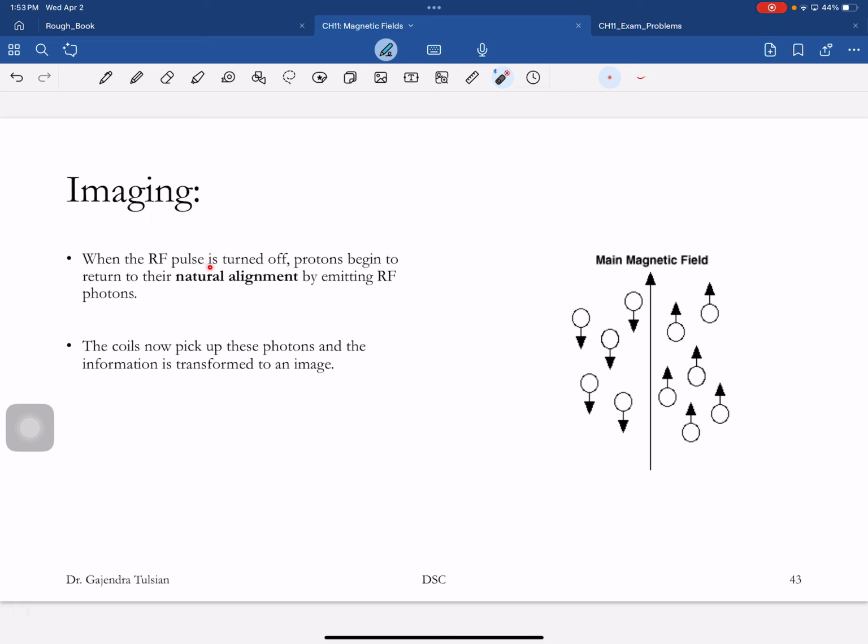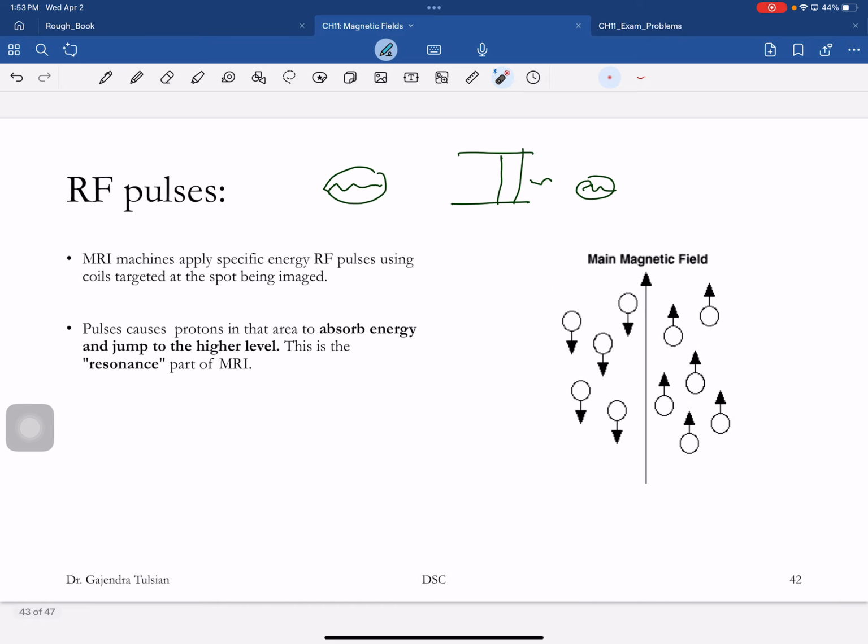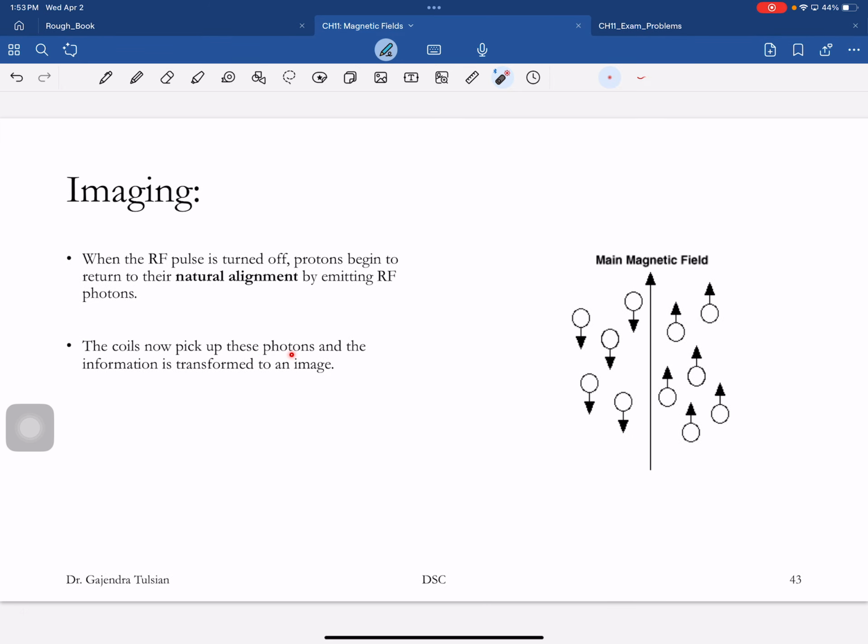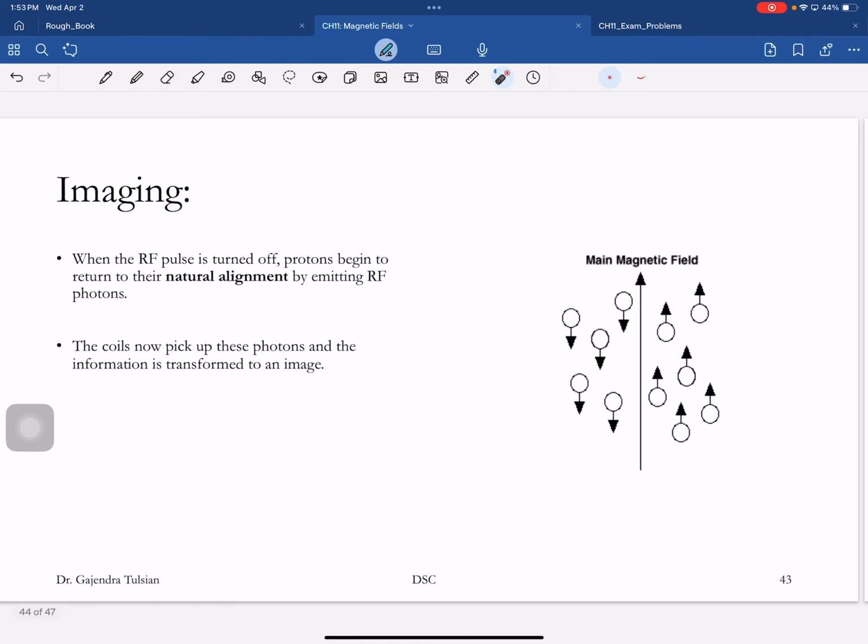When the RF pulse is turned off, protons begin to return to their natural alignment. They go from the excited state back to the ground state by emitting the RF photons, by emitting that photon. The coil now picks up these photons and the information is transferred into an image.